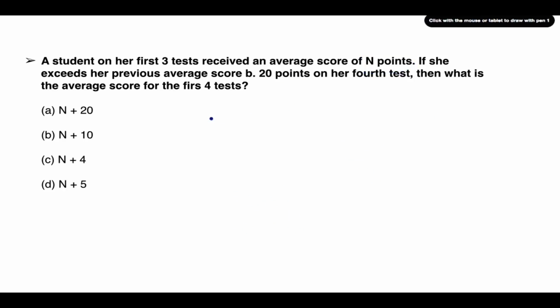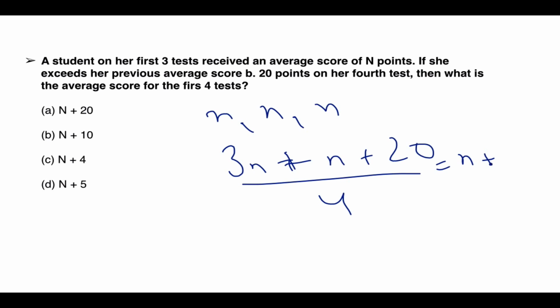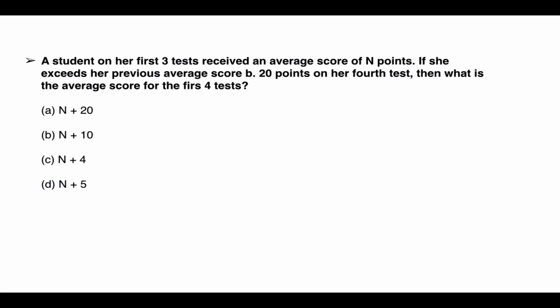Or you can solve it by just assuming n is the average of the 3 scores. So the total score is 3n plus 20. Now the average will be divided by 4. So 4n plus 20 divided by 4 is equal to n plus 5. So the answer is n plus 5.